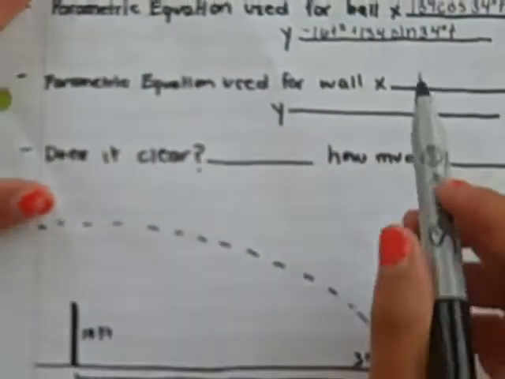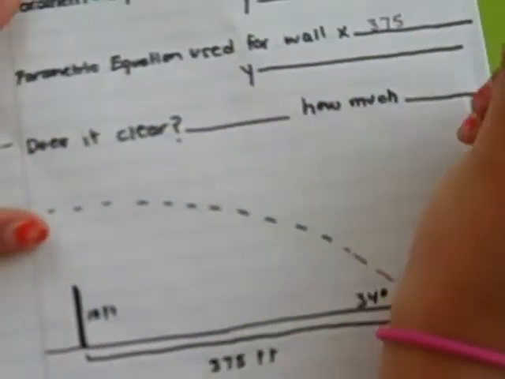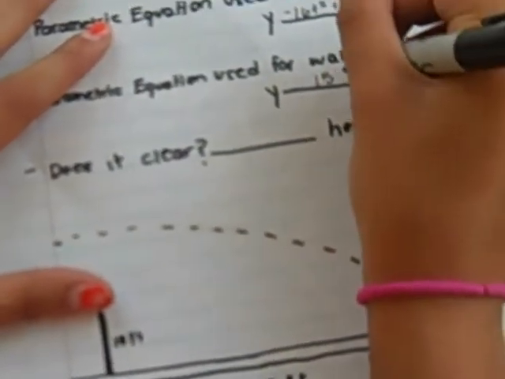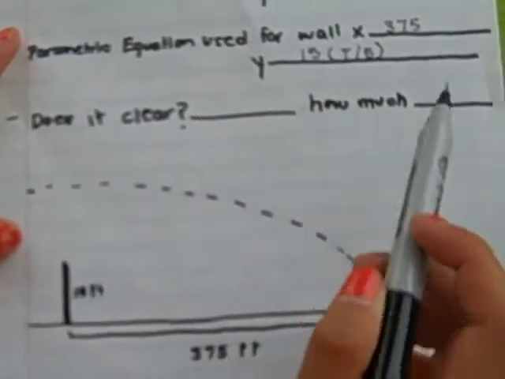And then the parametric equation for the wall is going to be x equals 375, which makes sense because it's 375 feet away, and then y is 15 times t divided by 5, and the t divided by 5 is our t-step. Then we're going to figure out whether it clears it or not and by how much.